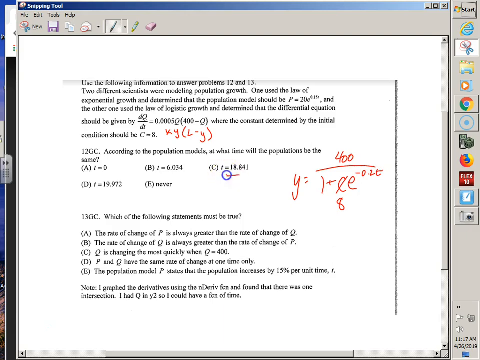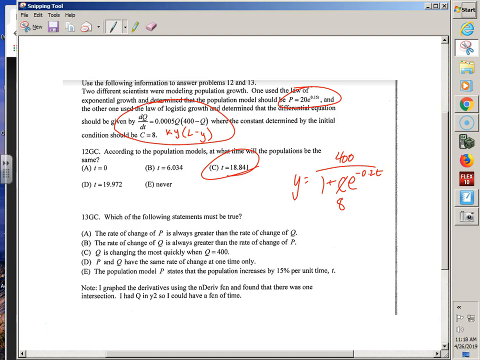Okay. So the rate of change, huh? Oh, P. So we're talking about this guy and this guy, right? And this is just the population, not the rate? Yeah, that's just the population. And then the other one is Q, right, which is that one.